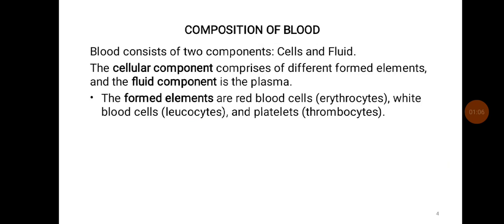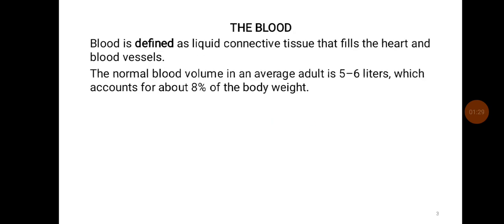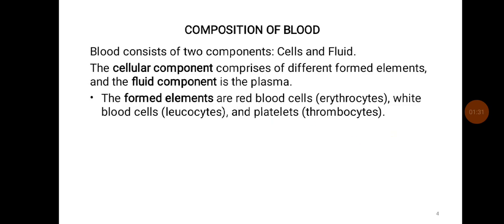If you see the composition of the blood, it consists of two components, cells and fluid. The cellular component comprises the different formed elements, and the fluid compartment is the plasma. The formed elements are red blood cells, which are called erythrocytes, white blood cells, which are called leukocytes, and platelets, which are called thrombocytes.